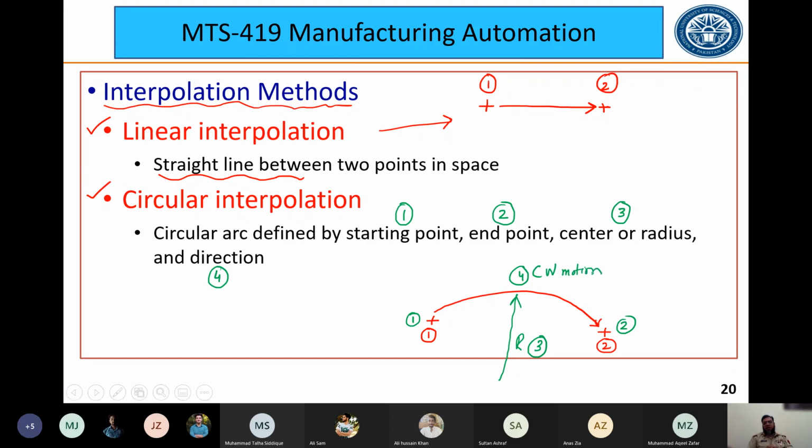So if we are cutting an arc, if we are carrying out a circular interpolation, we need to mention whether this motion is in the clockwise direction or the counterclockwise direction. So this is how the linear interpolation and the circular interpolation can be explained. Clear? Yes, sir. Okay, that's great.